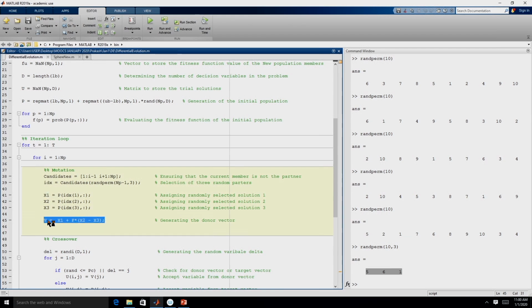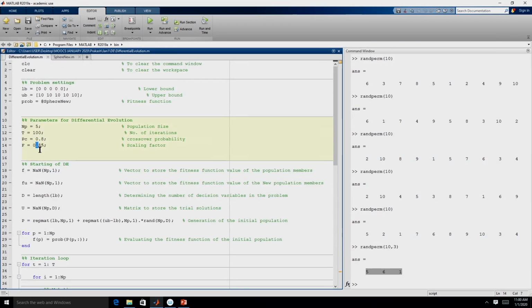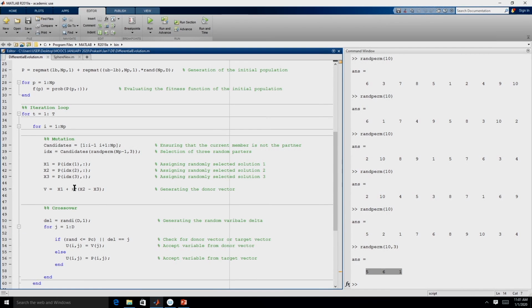So, this is straightforward, V is equal to x1 plus F into x2 minus x3. F is already a parameter which is to be supplied by user. So, here we have taken F to be 0.85. So, this will help us to determine the donor vector.